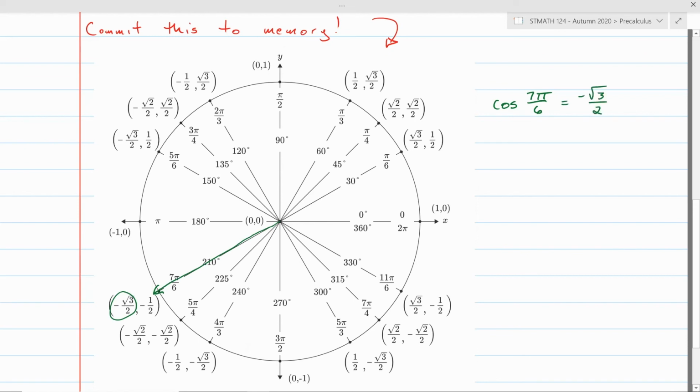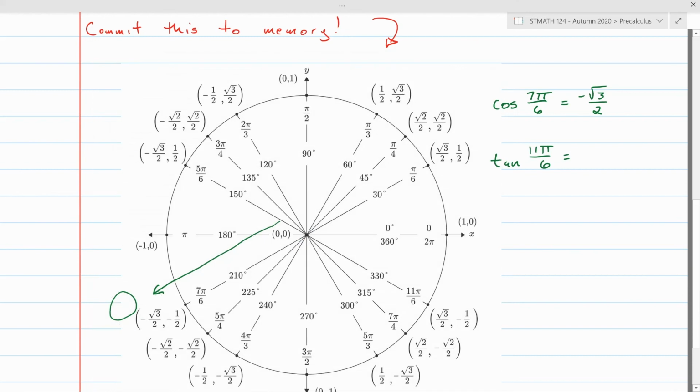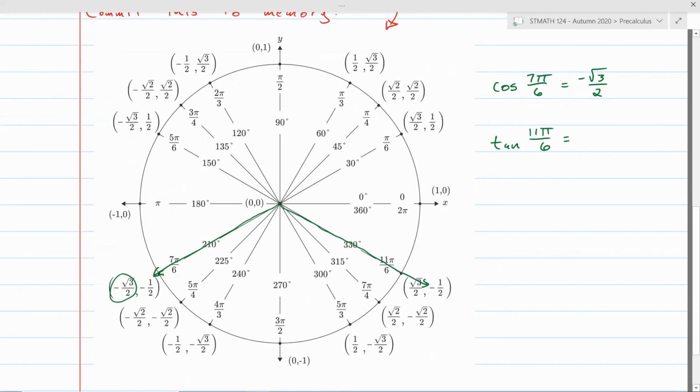Or if I wanted to know what's tangent of 11 pi over 6, then I find that angle in my mind. Or I just draw a picture. And on this one, you're doing the y over the x, so it'd be negative 1/2 over square root of 3 over 2. And those 2's cancel, and you just get negative 1 over square root of 3. To be quite honest, I don't really have this whole diagram memorized, but I have a way of thinking about it that allows me to extract those coordinates pretty quickly.